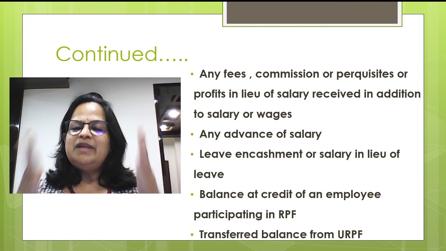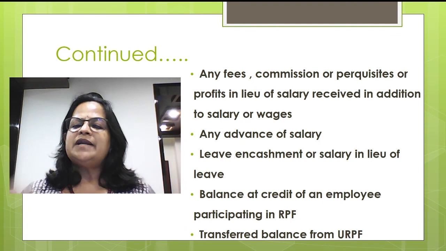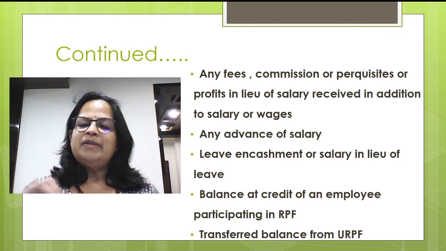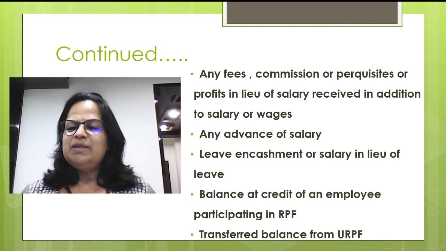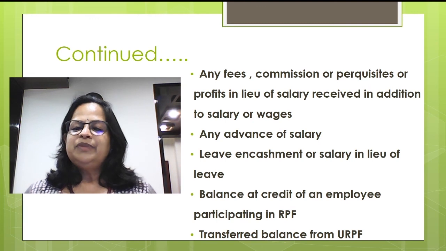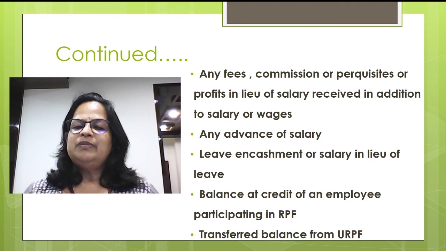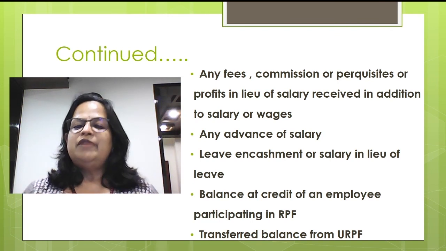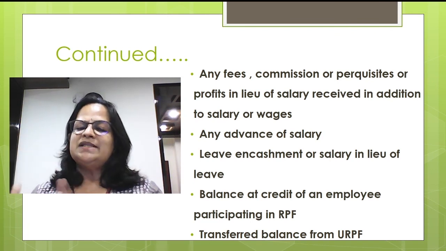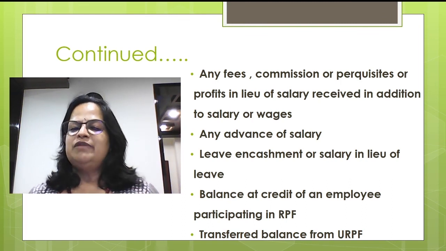Now you have to remember that when they start the provident fund, they can start it only as an unrecognized provident fund. It becomes a recognized provident fund when they get the approval of the income tax commissioner. Sometimes it may take months, sometimes it may take years to get the approval. So when you start it as URPF, unrecognized provident fund, and you get the approval of the income tax commissioner, it will automatically become a recognized provident fund. So whatever balance is credited so far in the unrecognized provident fund will be transferred to the recognized provident fund. So that is why it is called transferred balance.